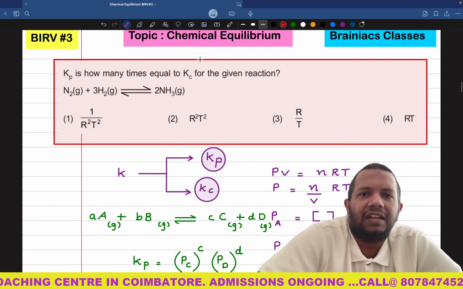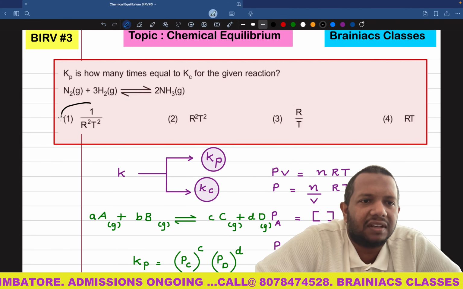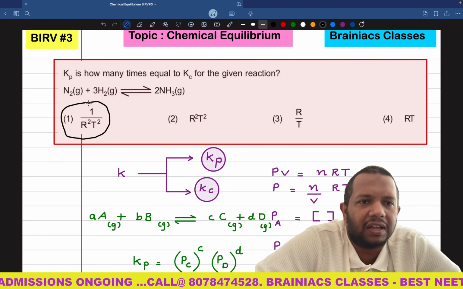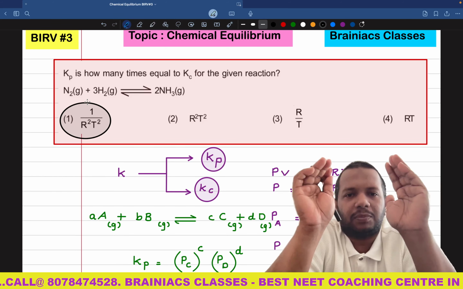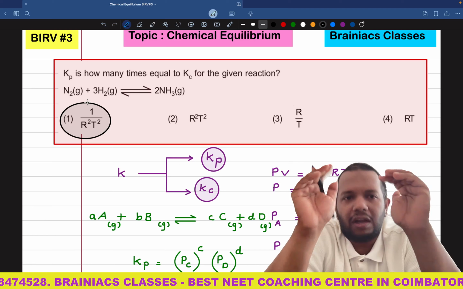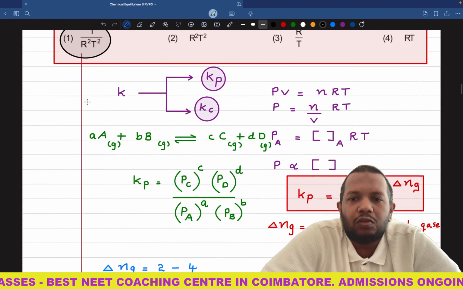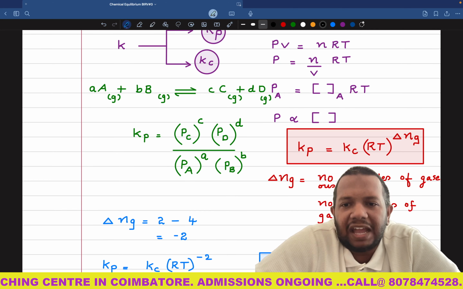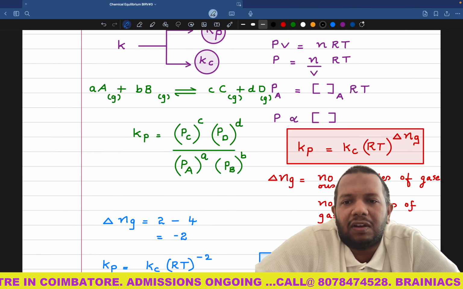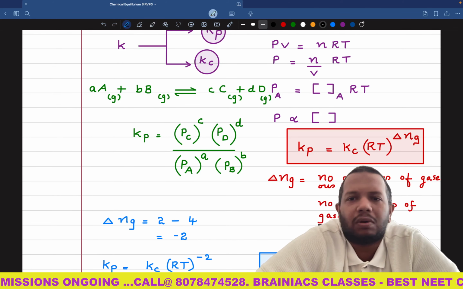Okay, any option like that? Yes, option 1 is present very clearly. So option 1 is my correct answer. I hope you understood the concept of Kp and Kc, how to write Kp and how Kp and Kc are related. Please remember here this gaseous has very important meaning. If the reactant is not a gaseous reactant, we will not consider its number of moles. That is the most important point to remember.